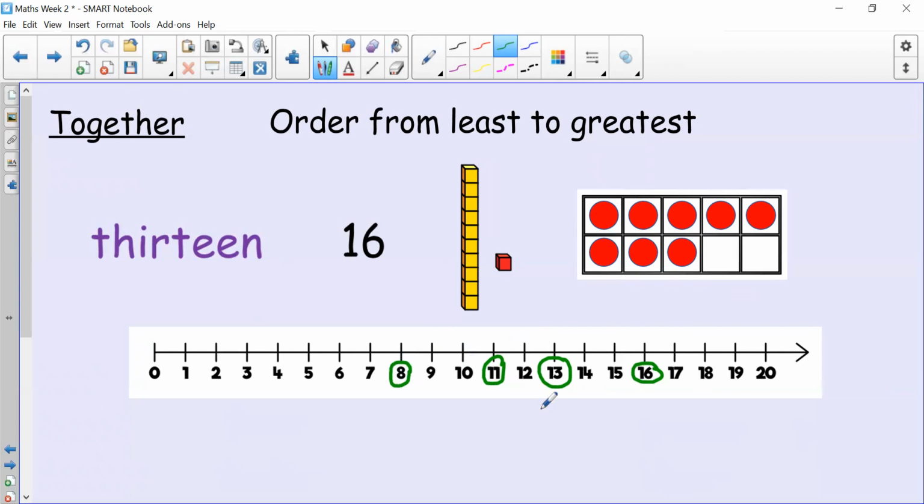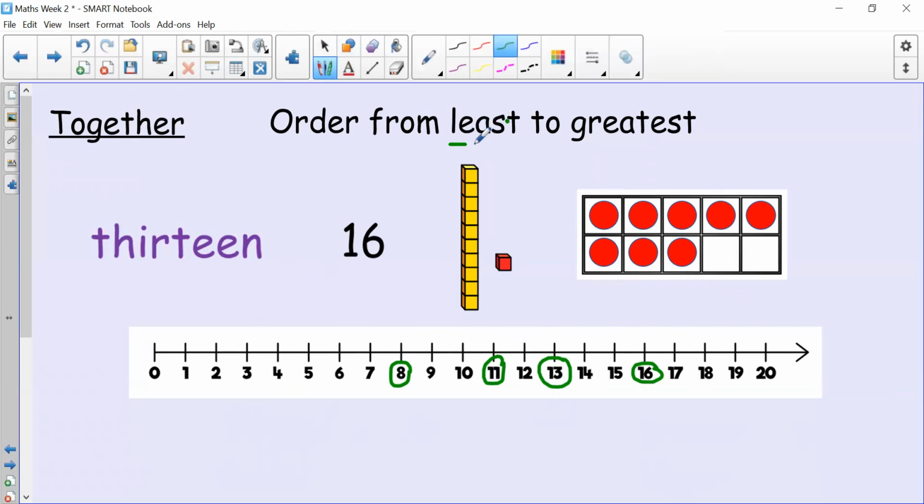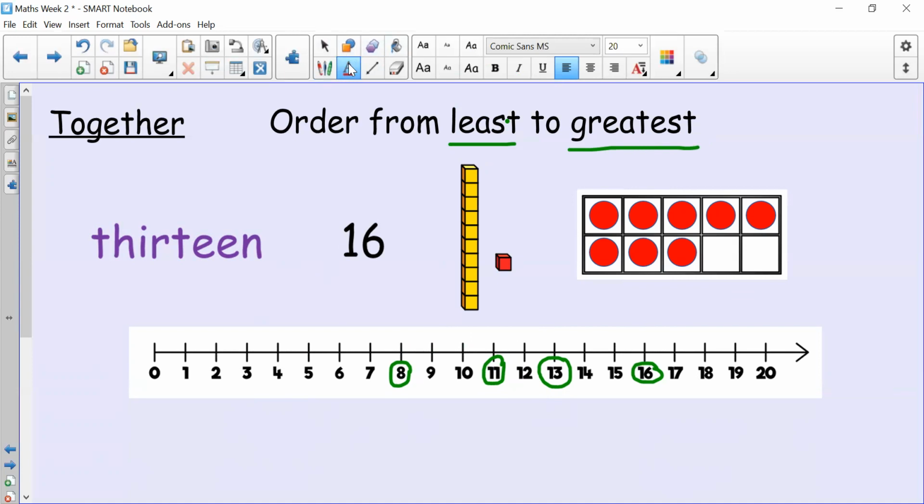So straight away, by circling those numbers on a number line, we can see the order that these numbers go in. If I write it at the bottom, because we're ordering from least to greatest, it's really important that we know which way we are ordering it so that we get it right. Least, if we remember rightly, means the smallest number. So the first number is going to be what? 8. And then what's next?